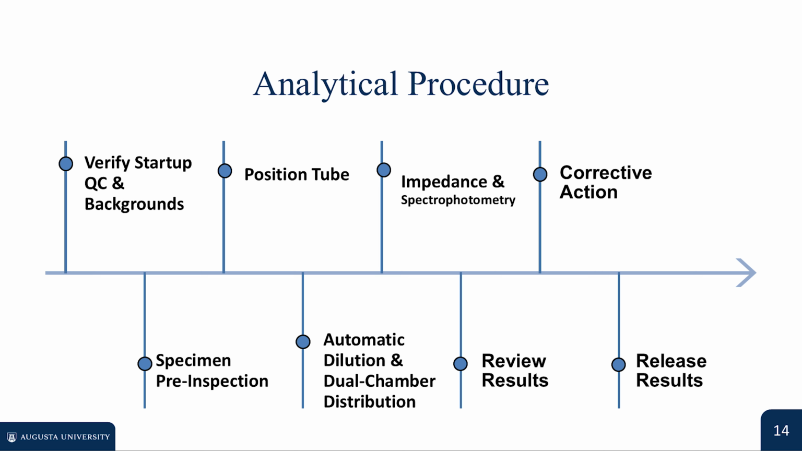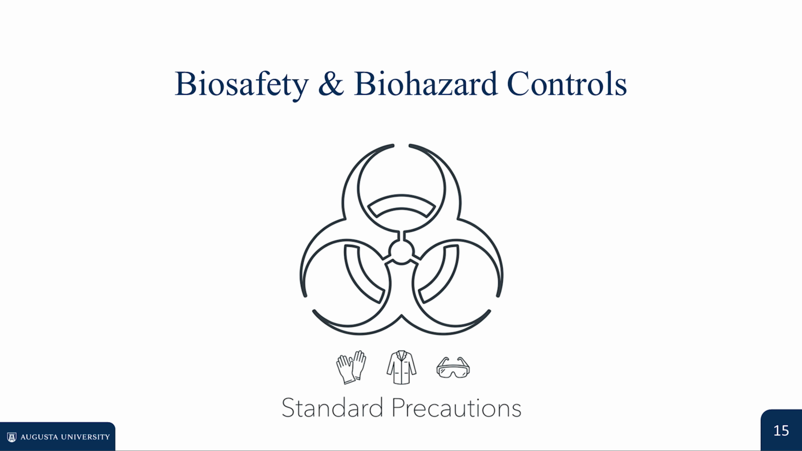Biosafety in automated hematology mandates strict adherence to standard precautions, treating all blood specimens as potentially infectious for blood-borne pathogens, including hepatitis B, hepatitis C, and HIV. Personal protective equipment, including nitrile gloves, fluid-resistant laboratory coats, and safety glasses, must be worn during specimen handling, uncapping, and analyzer maintenance. Closed tube sampling should be utilized whenever possible to eliminate aerosol generation during piercing and aspiration.